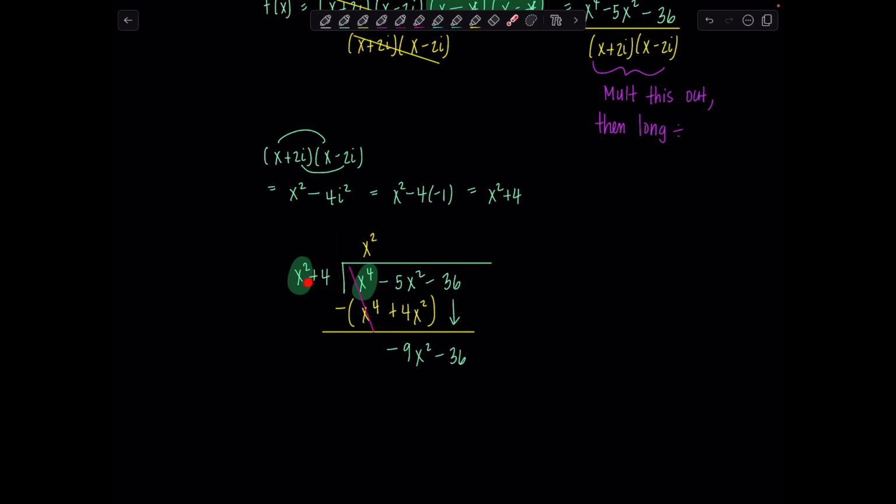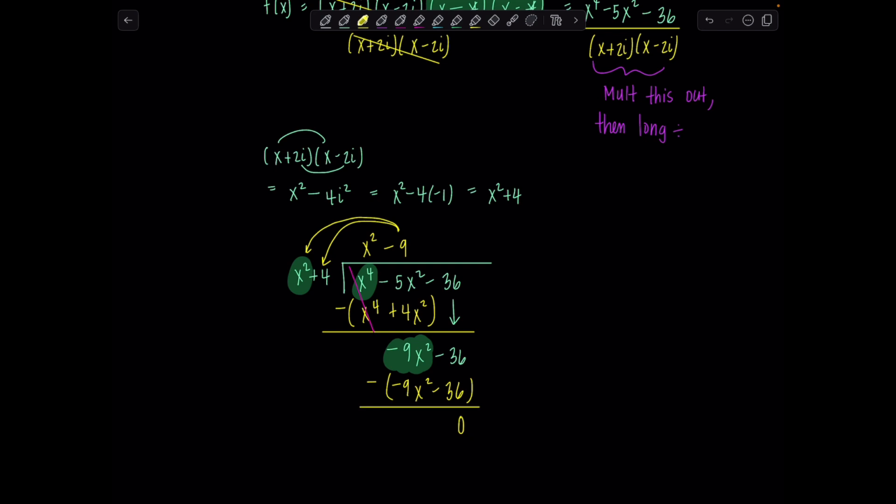Meaning, what do you multiply x squared by to make it negative 9x squared? Negative 9, right? Then you distribute, you multiply that out by the divisor. You write the result in the row down here. So this is going to be negative 9x squared minus 36. Subtract this from the row up above, 0. And you should get remainder 0 because we're dividing by a polynomial that contains zeros of the original. So it better go in evenly, otherwise we messed up.